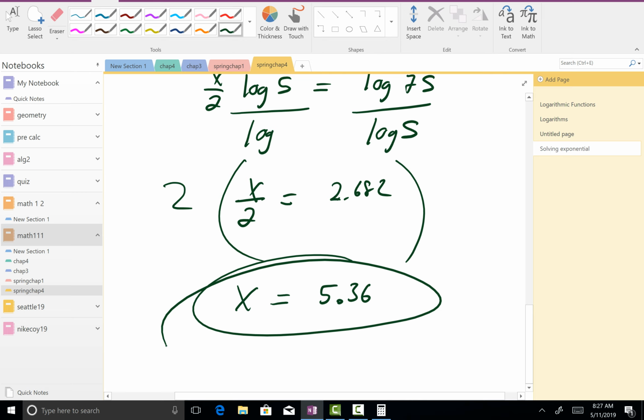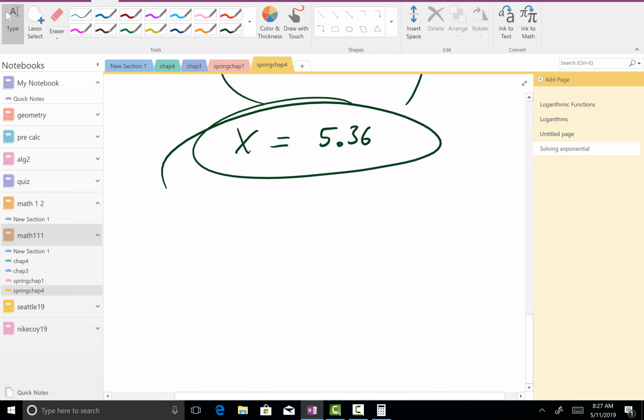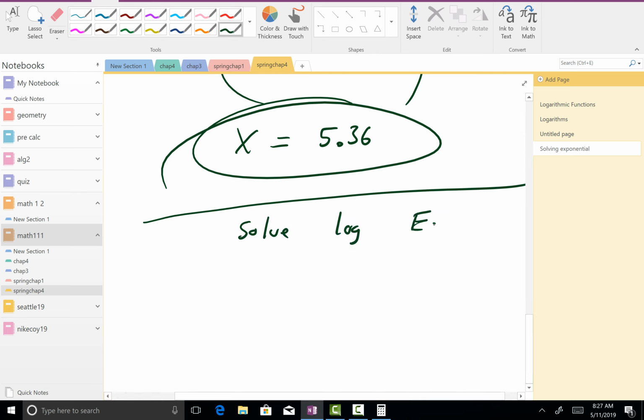Okay, that's it. So anytime you have an exponent in an equation like that, just take the log on both sides. Okay. The other parts of this, like I said, I'll work a couple examples here. Just solving some log equations. So kind of a part 2 to this.